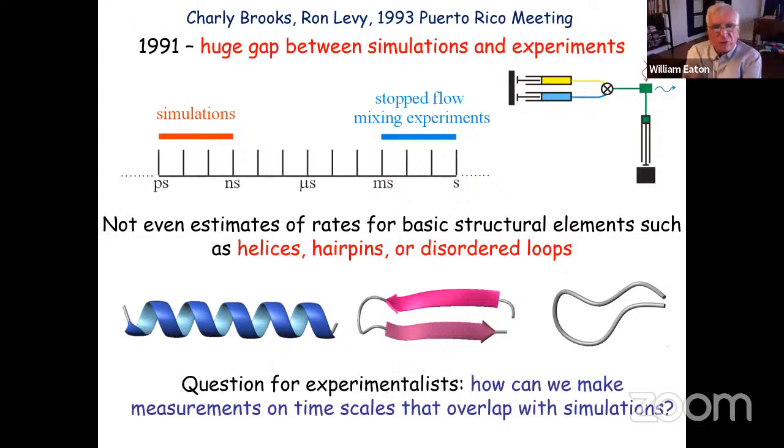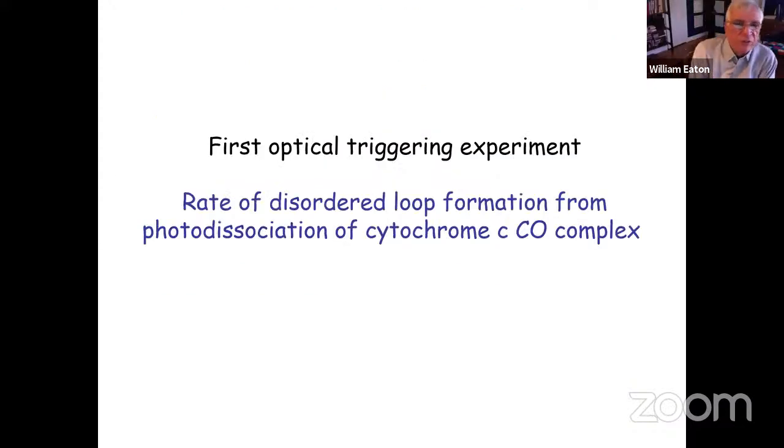So the question for experimentalists is, how can we make measurements on timescales that overlap with the simulations? Well, the answer was obvious to those of us working with pulse lasers. Somehow start the reaction with a pulse laser. So the first optical triggering experiment we did was actually on the rate of disordered loop formation by photodissociating the carbon monoxide complex of cytochrome C.